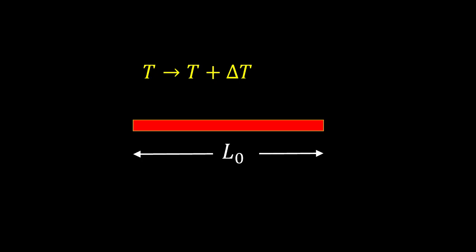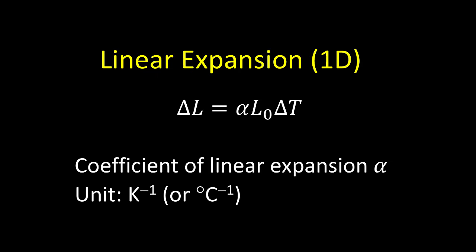If its temperature increases by an amount delta T, then its length increases by an amount delta L. In practice, delta L is very small, but it is drawn bigger here so that it can be seen. Now delta L equals alpha L0 delta T. This is the formula for linear expansion, and alpha is the coefficient of linear expansion for the particular material that the rod is made of, with unit Kelvin to the -1 or degrees centigrade to the -1.